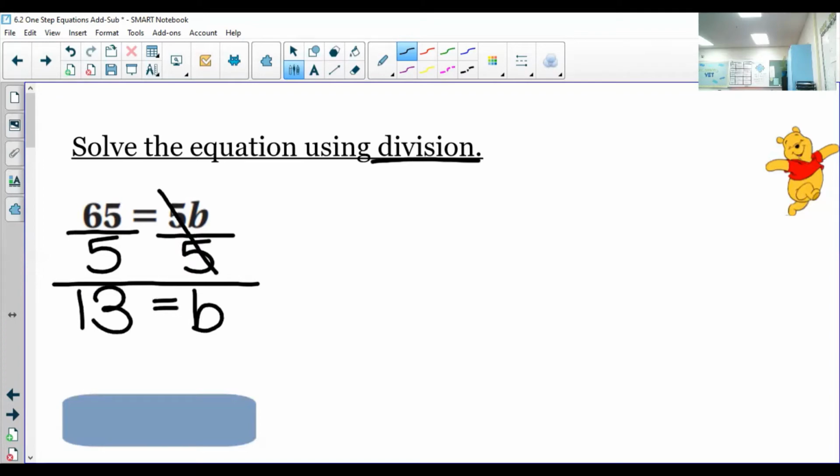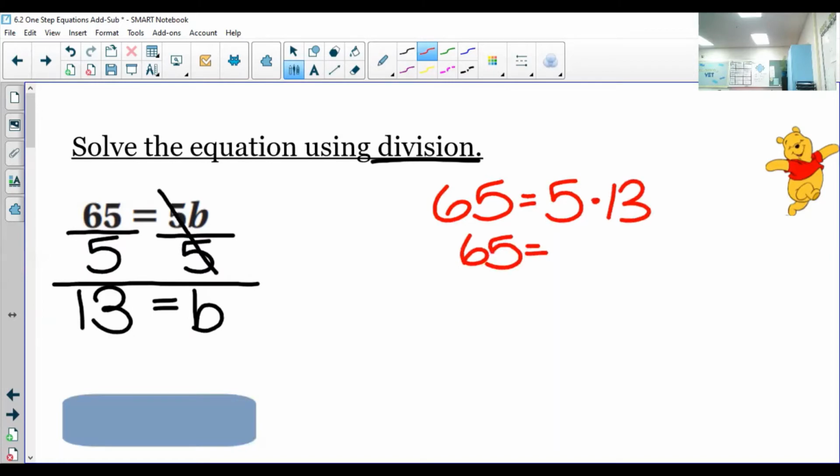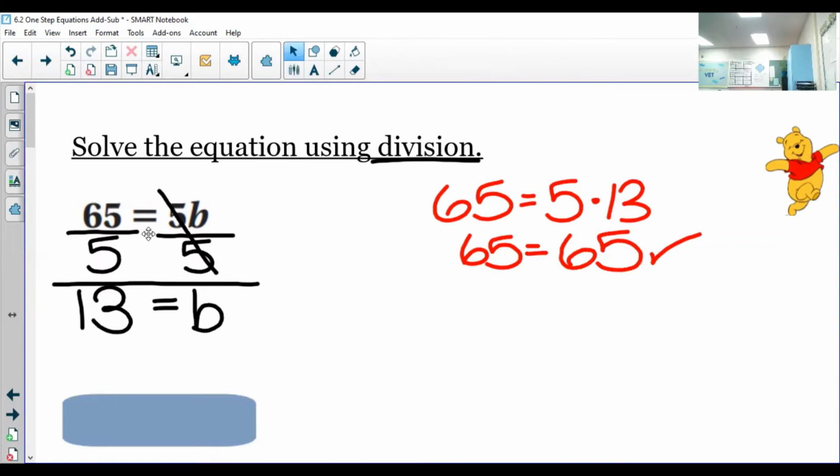Now, just like the other type of equation, if you want to check your work, you could just come right over here and see, well, we know 65 is 65. 5 times 13, I know that's 65. So, yes, those are both equal. That is my correct answer.